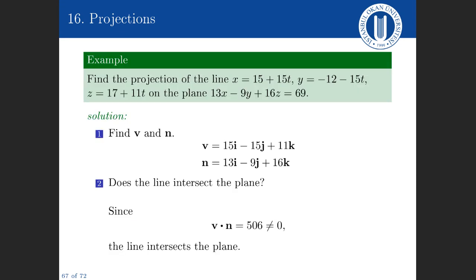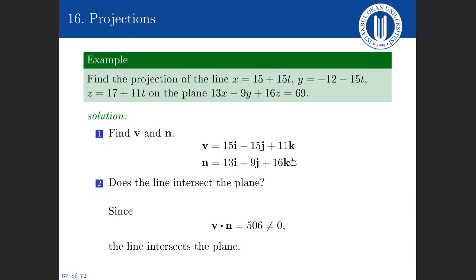Final example. I've done an example of case 1 and an example of case 2. You've probably guessed already that this is an example of case 3. Let's check this. Find the projection of this line onto this plane.